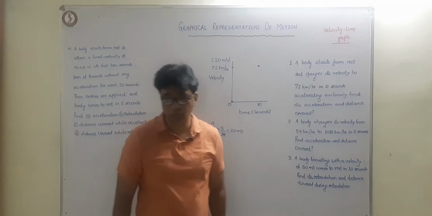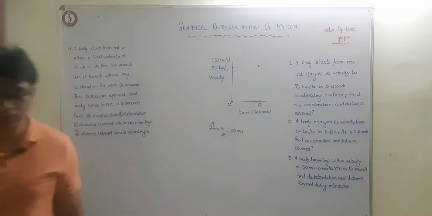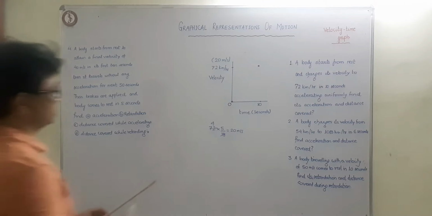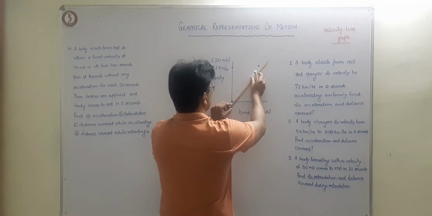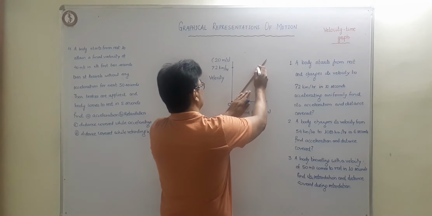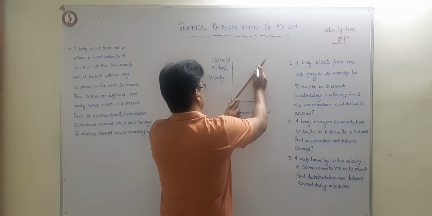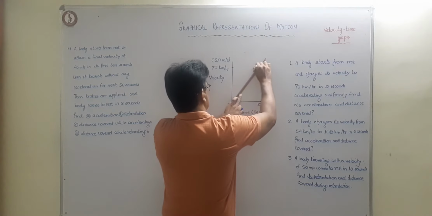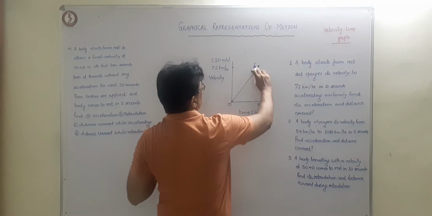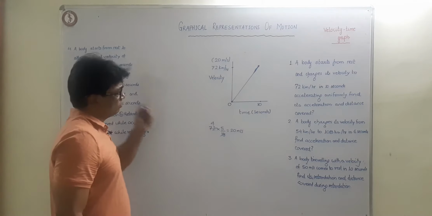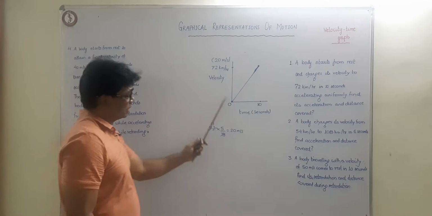I will need a scale. My ready-made scale is here. So I join this with the use of scale. Let us keep our work neat. We join these two lines. So we have joined these two lines. Now this is 72 kilometer per hour, that is 20 meter per second, and this time is 10 seconds.